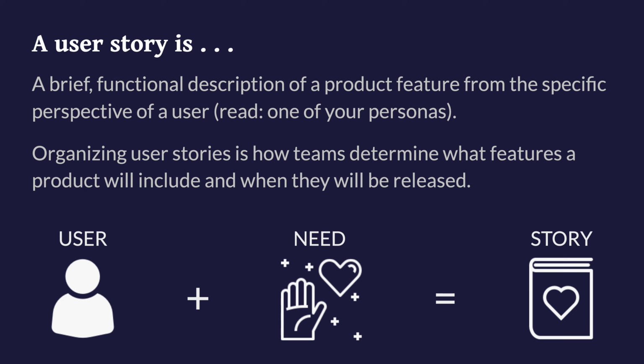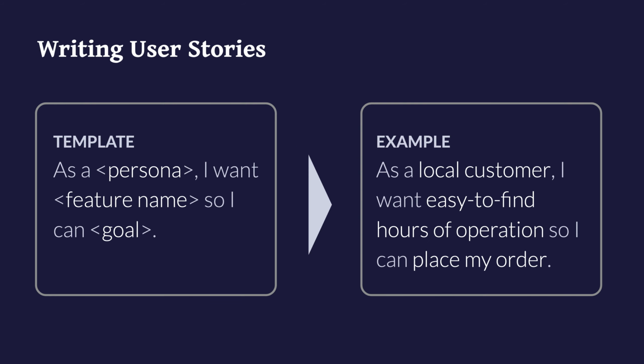Teams use user stories in order to determine what features a product will include and when those features will be released. So we'll be looking at that in a few minutes, but that goes back to the agile development model from the last video. The main thing to keep in mind about a user story is it is created when you have a user and that user has a need, and that the user plus the need equals the story. So we'll look at that in the next slide.